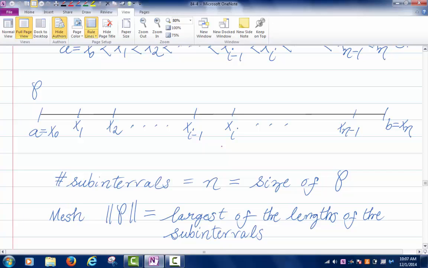The size of the partition is the number of subintervals, which is n, which is also 1 less than the number of partition points. And remember, the mesh is the largest of the lengths of the subintervals.